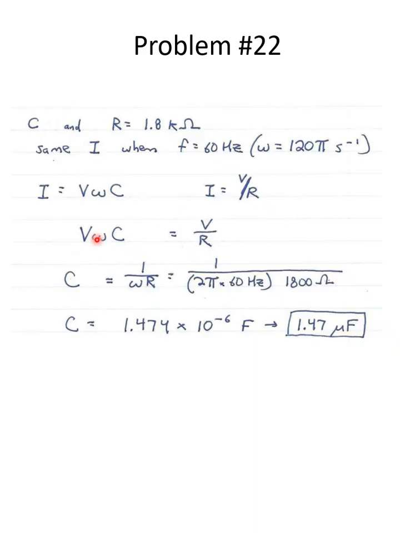Let's solve for capacitance. So capacitance is 1 over omega R. So for omega, we have 2 pi times 60 hertz, or as you can see up above, I wrote 120 pi radians per second. The resistor is 1800 ohms resistance, and so we get 1.47 microfarads.